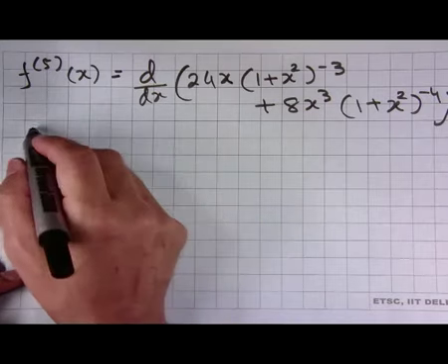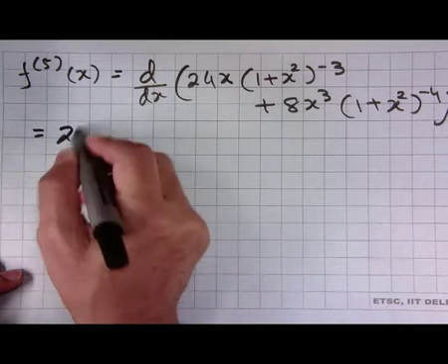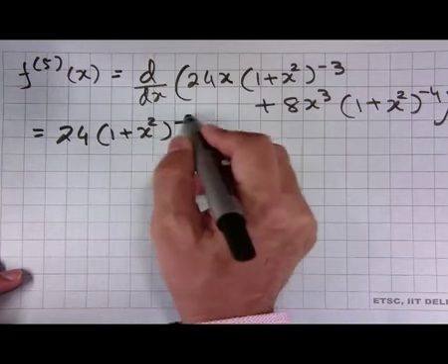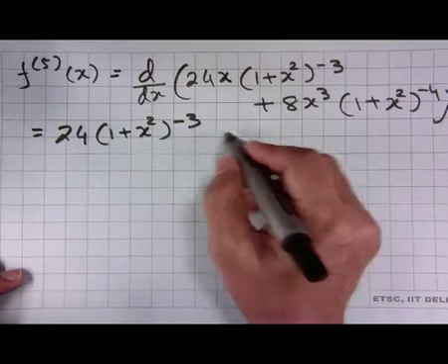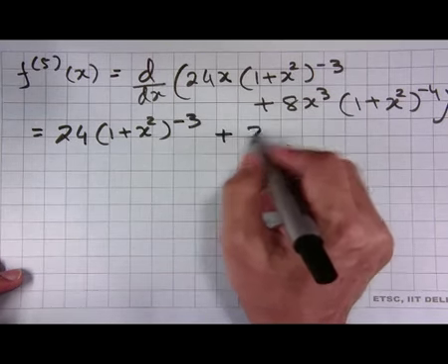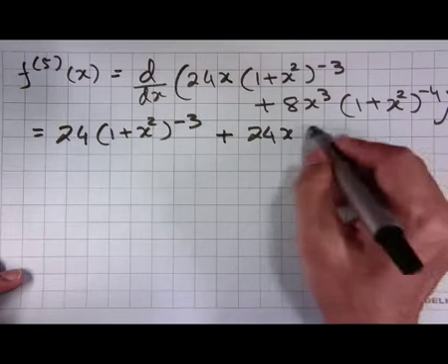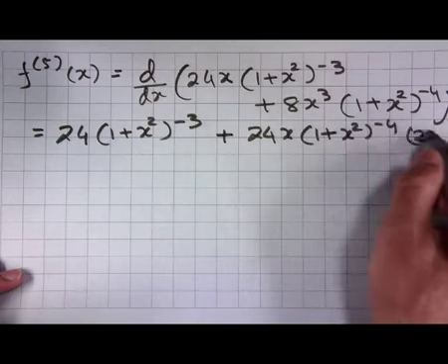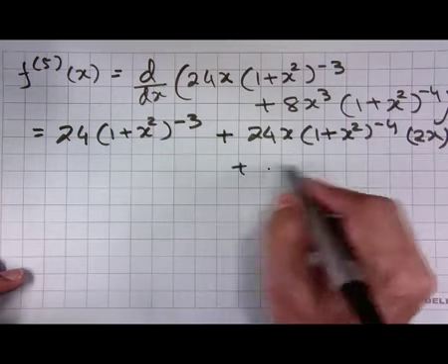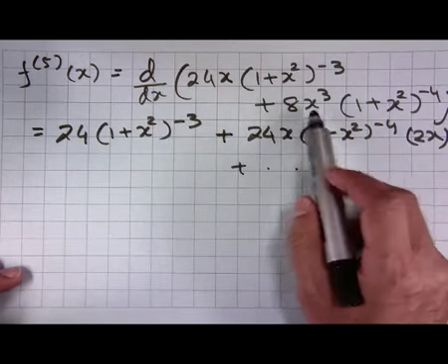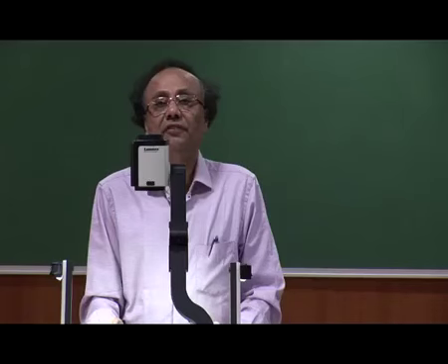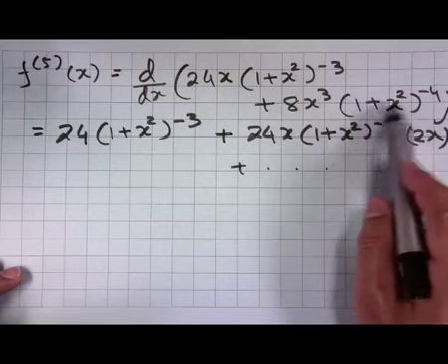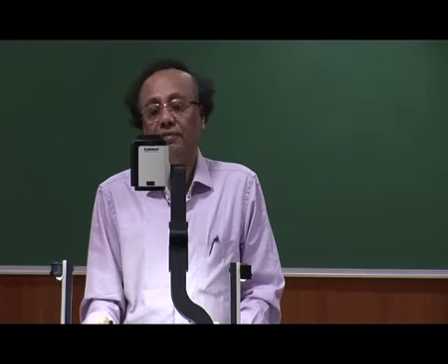and this is going to be 24 into 1 plus x square whole to the power minus 3 plus 24x into 1 plus x square whole to the power minus 4 into 2x plus other terms, and you can see that since it is x cube, its derivative will also have an x, and since it is 1 plus x square, its derivative will also have an x.